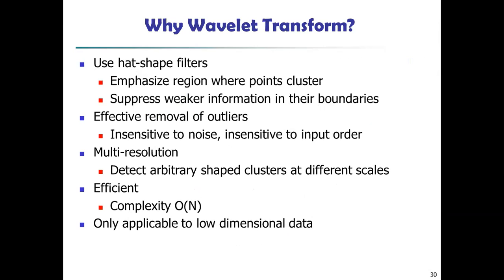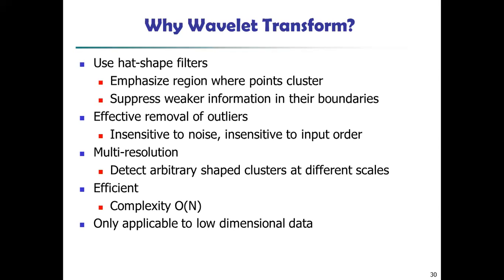Use hat-shaped filters. This is the wavelet transform. It emphasizes the regions where the points cluster, suppresses the weaker information at their boundaries, and effectively removes outliers. For example, if the maximum mark is 100 and a value is more than 100, that is an outlier. That type of data you have to remove by using the wavelet transform. These are all the purposes for which you can use this wavelet transform.